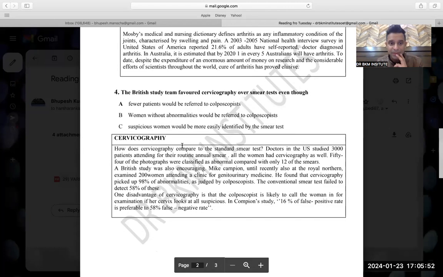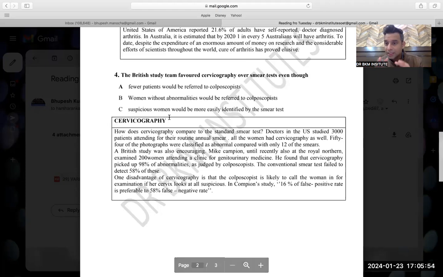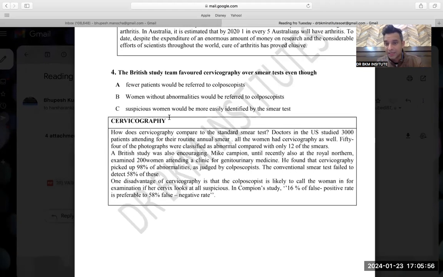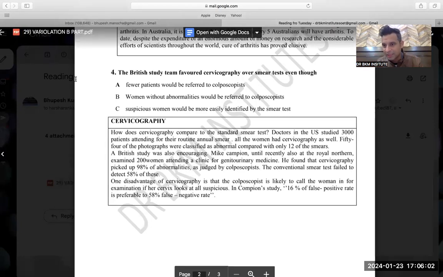Now question number four. Question number four is a little typical. I remember this question because it is a little typical question. Normally my mind does not remember questions, but this question I remember. So I will do it for you. The British study team favored. First of all, I pay attention to my tenses. Favored means second form, that means in the past. The British study favored cervicography over the smear test.